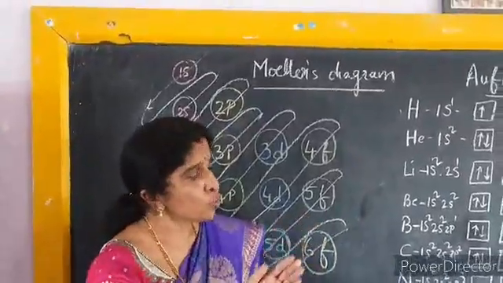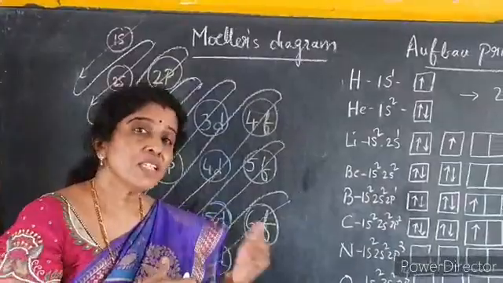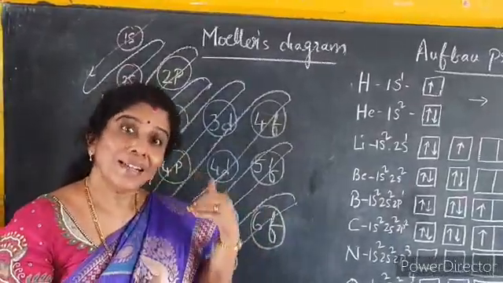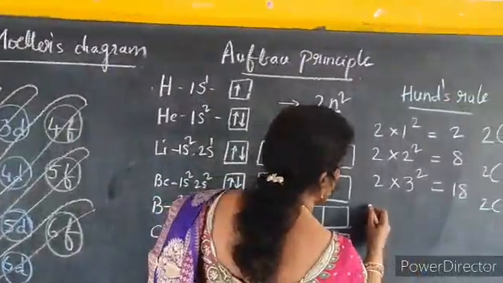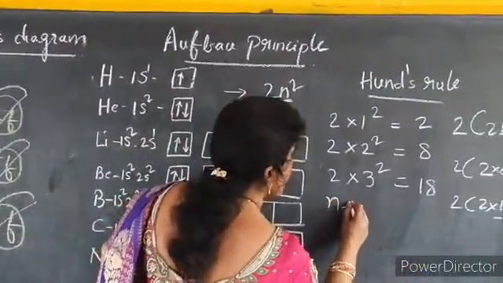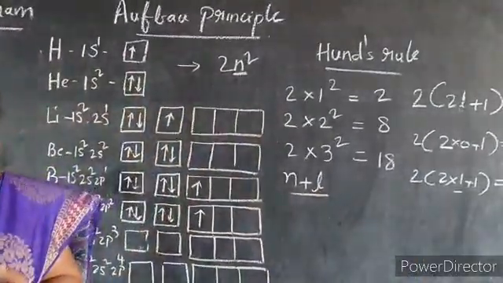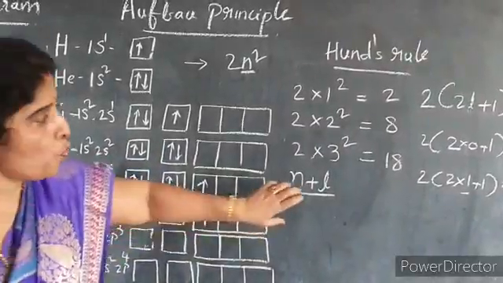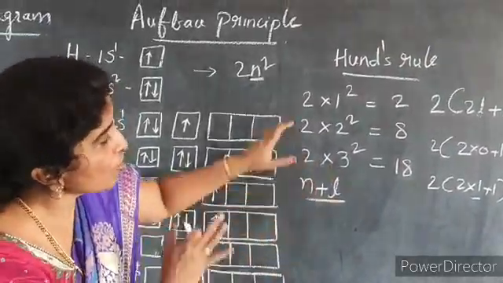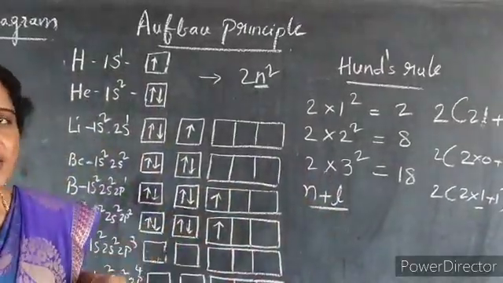There are two general rules to be followed to know which orbital has the least energy. So what are these two rules? One is n plus l. You have to calculate the n plus l value to know the orbital's energy level. Whichever orbital has the least n plus l value has the lower energy.